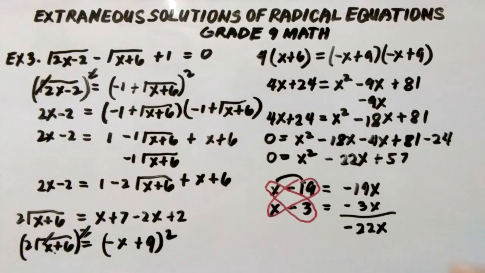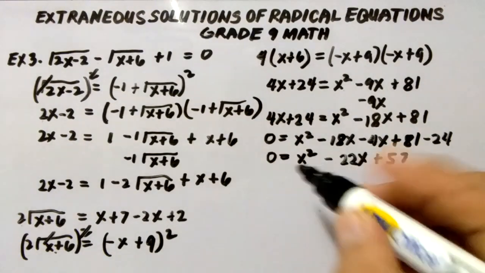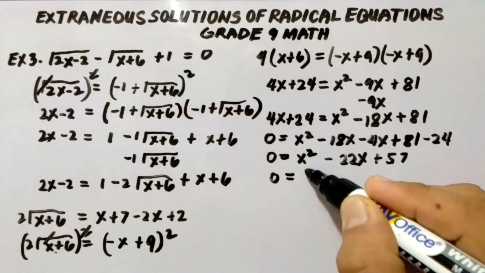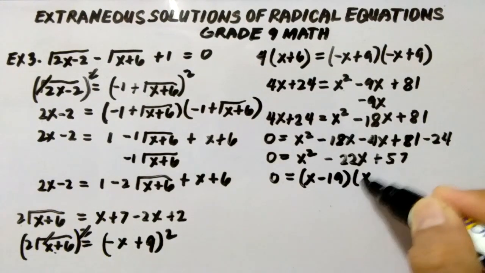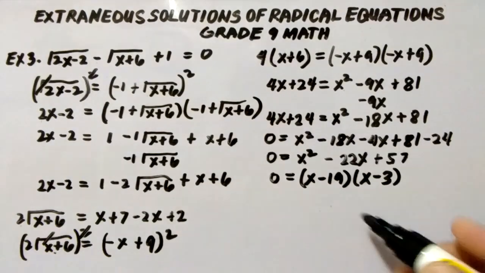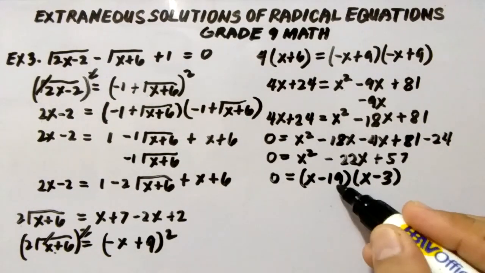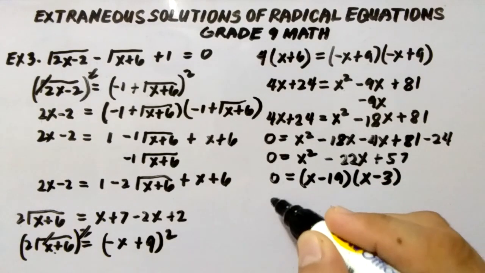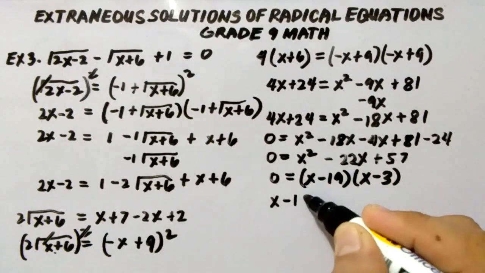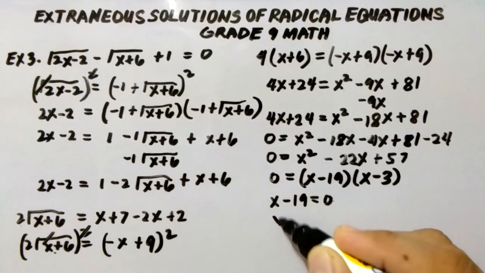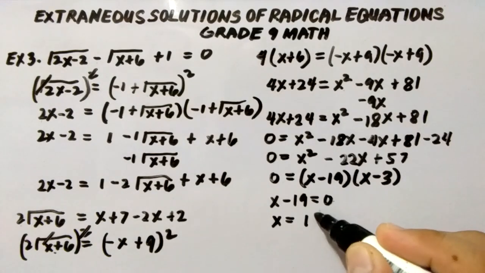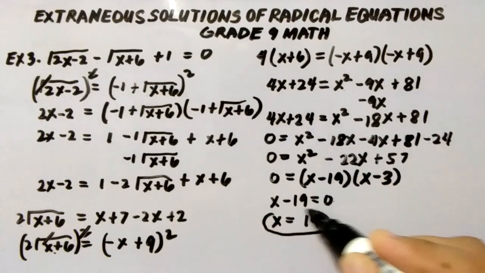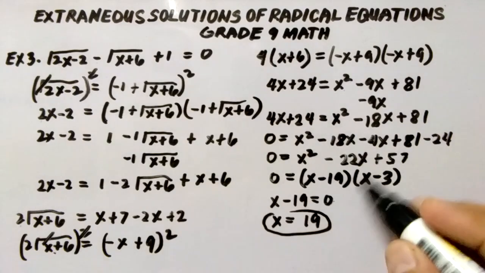Okay, so burahin lang po natin ito. So, we have 0 is equals to quantity x minus 19 times the quantity x minus 3. Okay, so ito po ang ating factors. Then, kunin na po natin yung value ng x. Unahin po natin ito. So, we have x minus 19 is equals to 0. Then, x is equals to, so transpose negative 19 to the right side becomes positive 19. Okay, so ito po ang una nating value ng x is equals to 19.